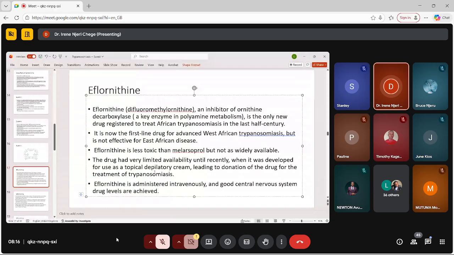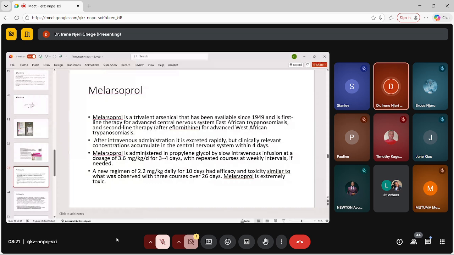It's a very old drug, available since the 1940s. First-line therapy for advanced CNS disease, rapidly excreted after intravenous administration. It is administered in propylene glycol by slow IV administration. It can be repeated weekly if needed.